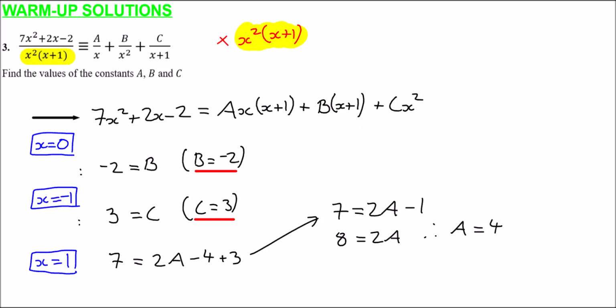And so therefore, we've worked out, as we needed, the values of the constants a, b, and c. In other words, I have that a is 4, b is minus 2, and c is equal to 3.